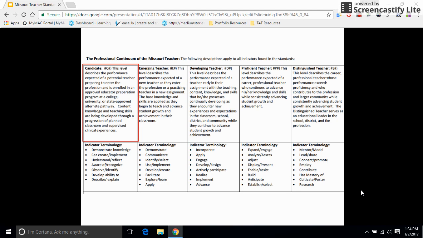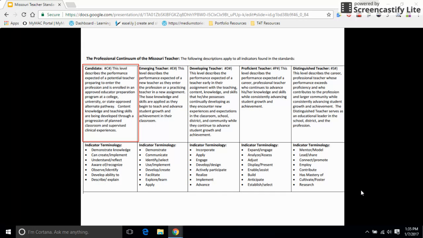Beginning with the teacher candidates or the pre-service teacher, if you look at this professional continuum of the Missouri teacher, from left to right, it reads from pre-service teachers, which you are, and that's boxed out in red, all the way to the far right, which are distinguished teachers. It identifies that you should have an understanding of these standards, that you can identify how these different qualities are put into place in a classroom, and that you can recall them. Basically, you should be familiar with the terms under the candidate row.